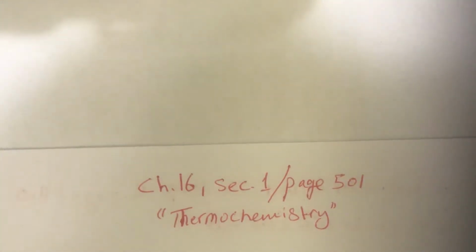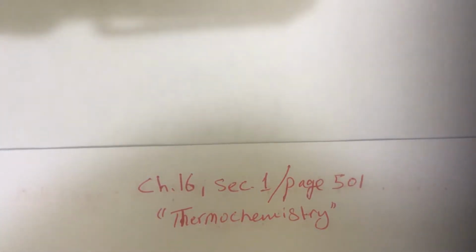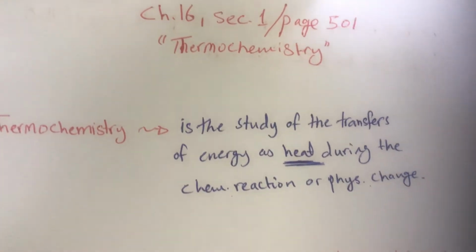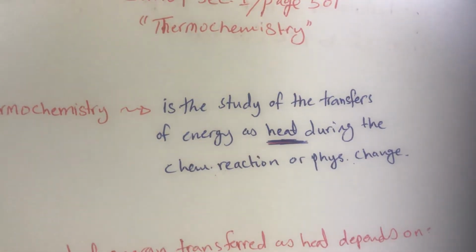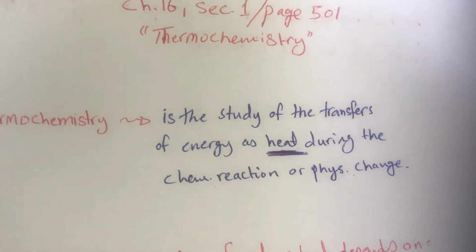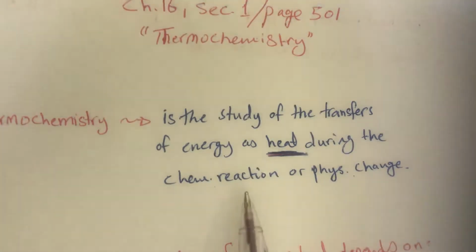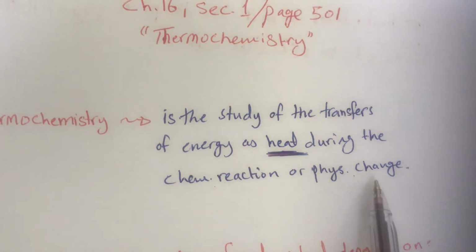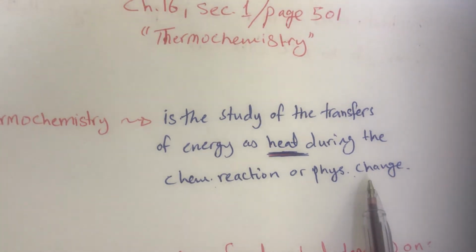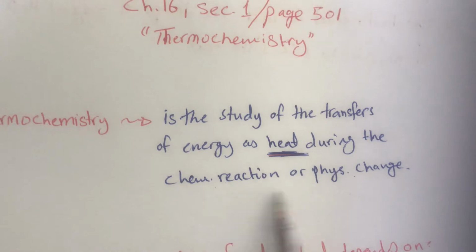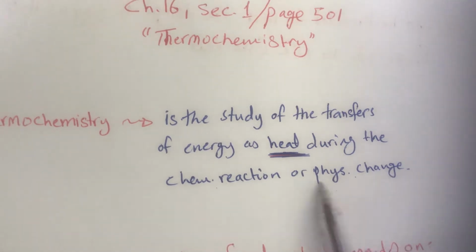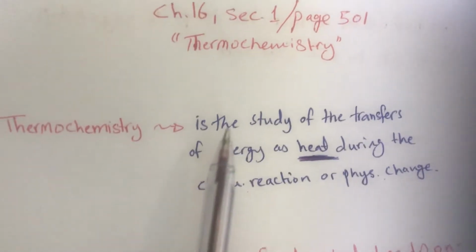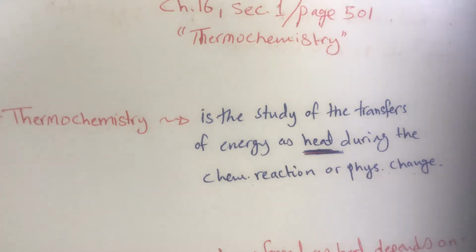So chapter 16, section 1, Thermochemistry. Thermochemistry is the study of transfers of energy as heat during a chemical reaction or physical change. In chemical reactions or physical changes, they may absorb or release energy as heat when they occur. So the study of energy absorbed or released during a chemical reaction or physical change is called thermochemistry.